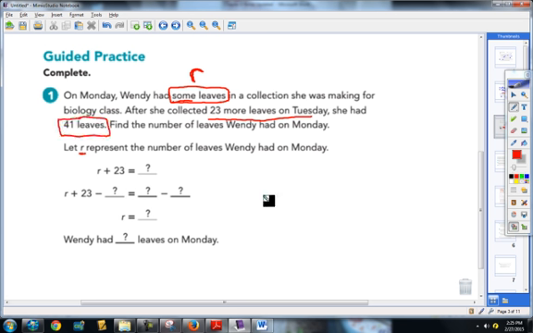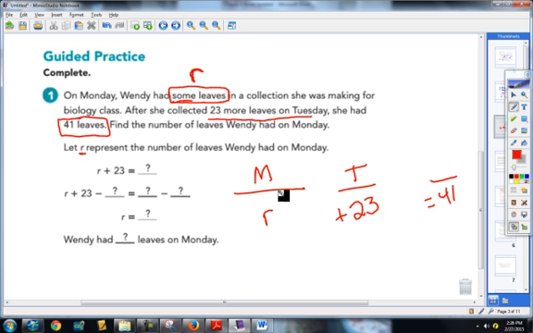Okay? So right away, we're piecing this whole thing together. And like they did on the examples that I just did, you can see that on Monday, we don't know how many leaves she had. We call that R. And then on Tuesday, we know that she gained 23 more. So we're adding 23 to whatever she had to begin with. And on Tuesday also, we know that she had 41 combined. So we know this is going to equal 41. So right there's your equation.